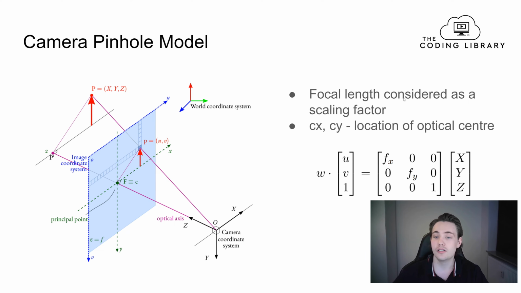We can get the focal length, which is considered a scaling factor because it is the distance from the pinhole to the actual image plane of our camera. Then we have this W, which is also just a scaling factor for this UV, which is the projection of our 3D point in the 3D world coordinate system. Then we have our camera matrix, where we have CX and CY, which is the location of the optical center. In this example we just set that equal to 0, 0. So this will be the location of our optical center of our camera. And then we have this XYZ, which is the point in the 3D world coordinate system.